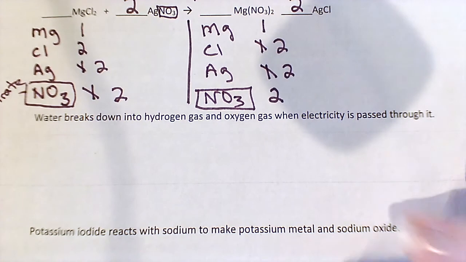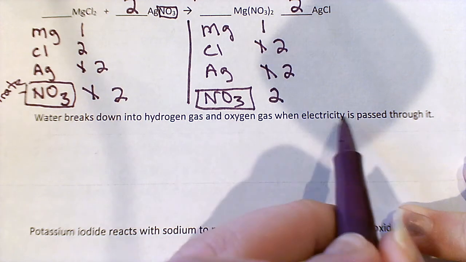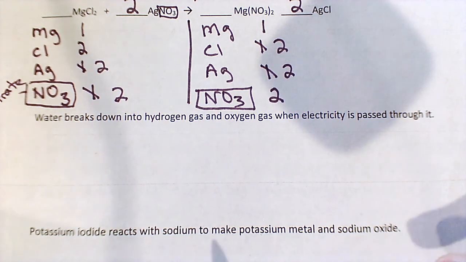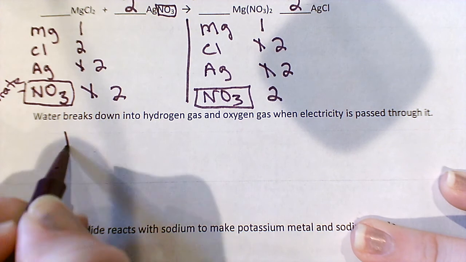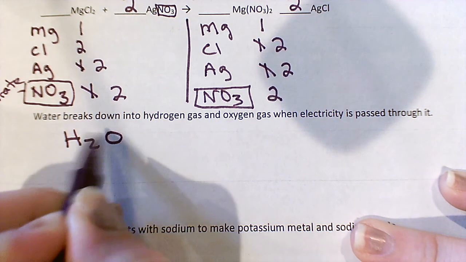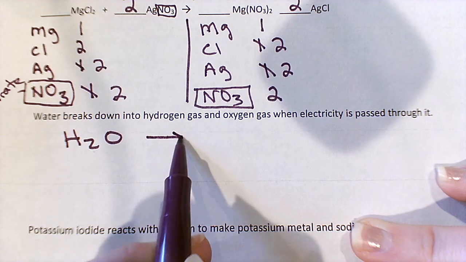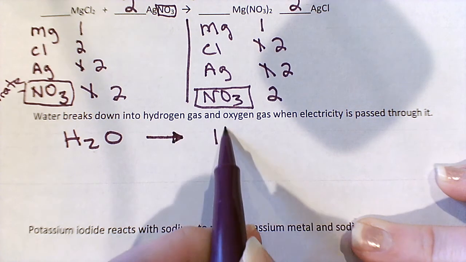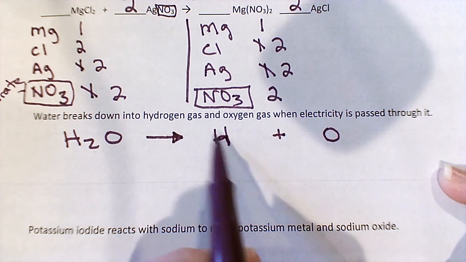Alright. Let's try this one. It says water breaks down into hydrogen gas and oxygen gas when electricity is through it. Okay, so we have to know a few things here to be able to go. So water we know is H2O. Okay, it says breaks down, so that's the reaction. It breaks down into hydrogen gas and oxygen gas.